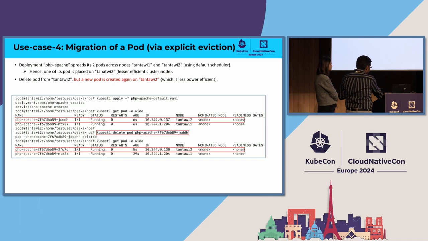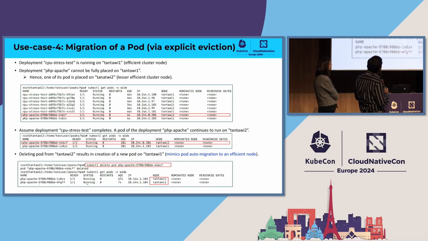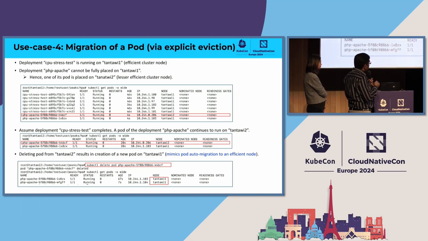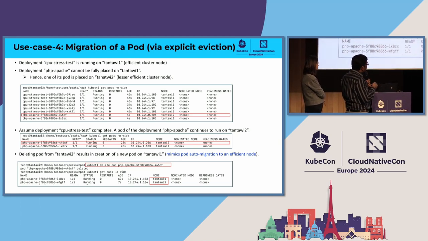On the other hand, you repeat the same experiment with the Peaks plugin. Assume that there is another application running which is already consuming most of the resources of the energy efficient node, and our particular application, PHP Apache, is running with two pods, one on node 1 and another one on node 2. So assume that after a while, the other application, CPU stress test, exits. When it terminates, it releases the resources allocated to it. So now we have the same scenario where either we can let this application run as is, or try to see if we can move this part to the energy efficient node.